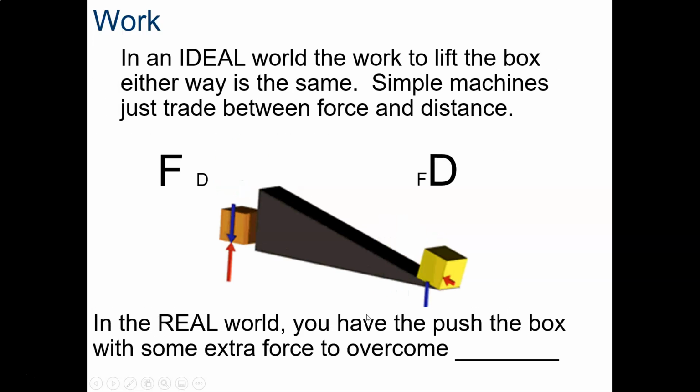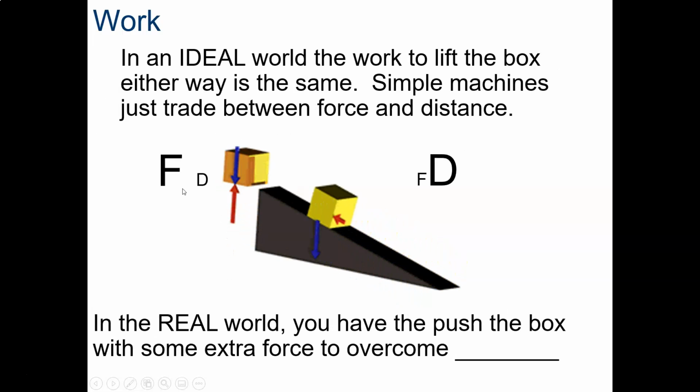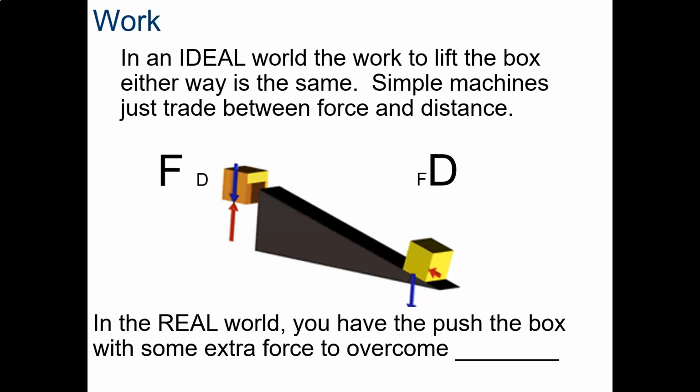And that's pretty much what that slide says. So here again, we're looking at the same amount of work, doing it either way, ideally. Large force, small distance, and here we have small force, large distance. But since work is force times distance, we would end up with the same amount of work.